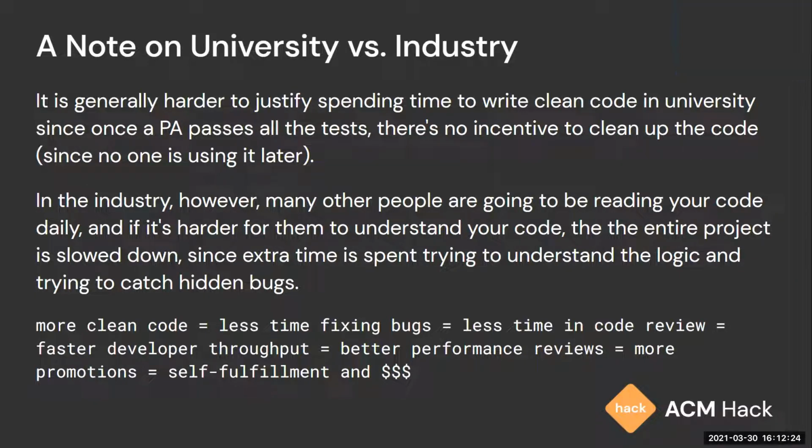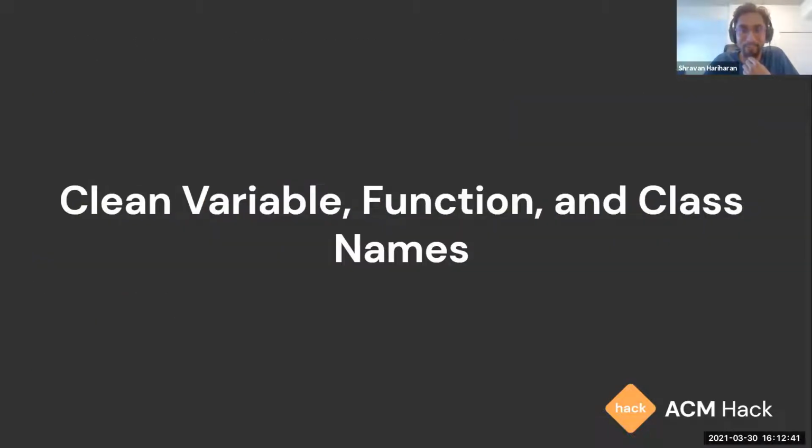So writing clean code means less time fixing bugs, means less time in code review, which means faster developer throughput, better performance, more promotions, more money, and self-fulfillment. So just write clean code. That's the TLDR.